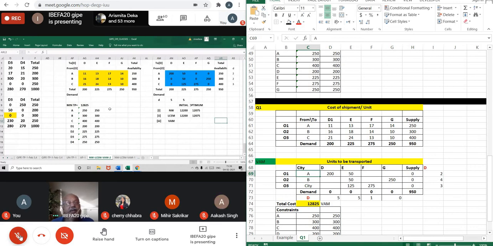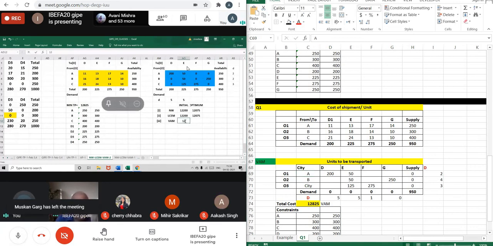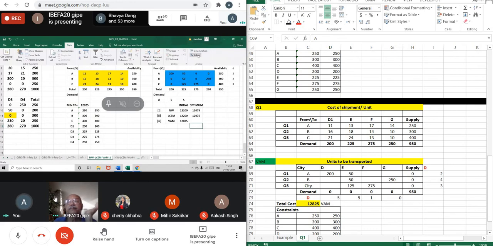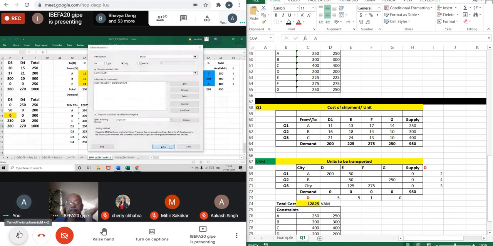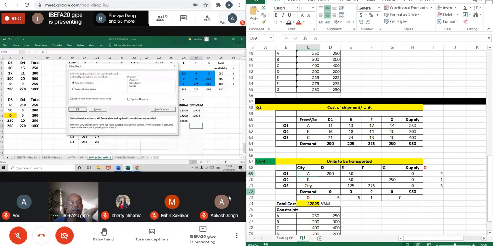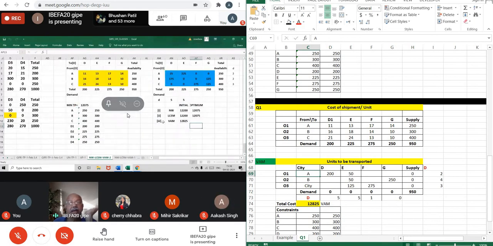Finished. 12, 8, 25. Sir, could you please repeat the VAM method? I didn't understand the first allocation, the 250. Why did you allocate the 250 from B and not from A? Yeah. Answer is again 12075.